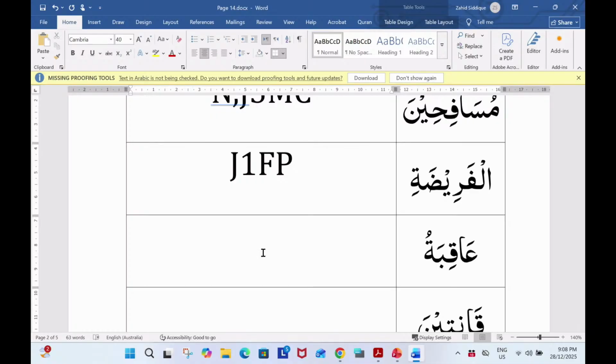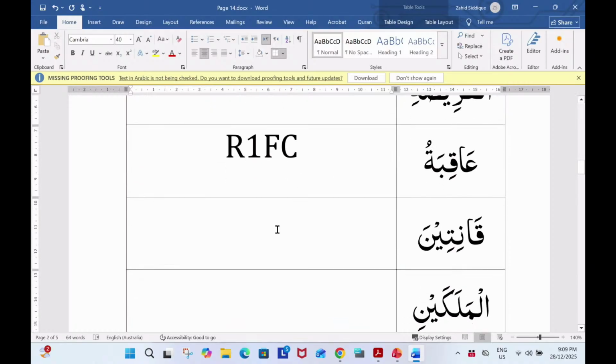So aqibatu, what is the status? Rafa. What is the number? One F. Is it singular? What about the gender? Feminine. And then is it proper or common? Common, because we don't have any identification of proper. What is the next word? Qanitina.